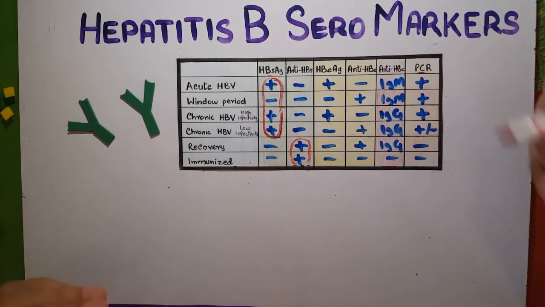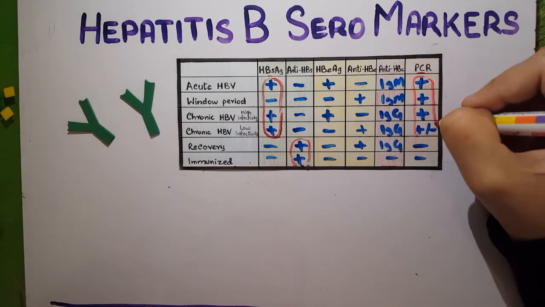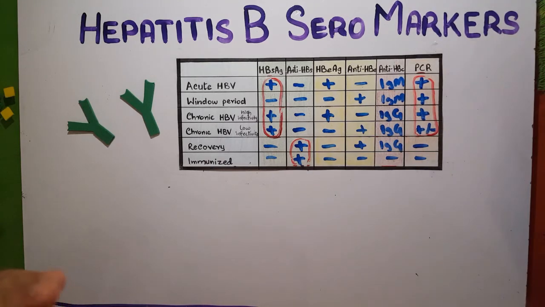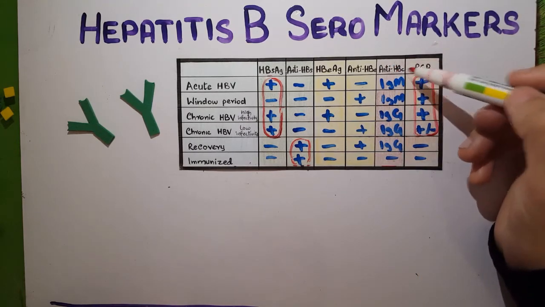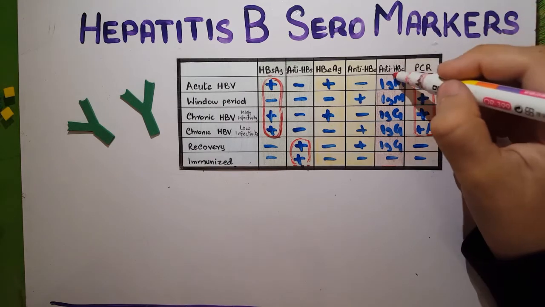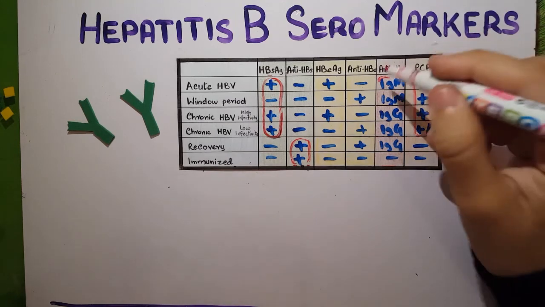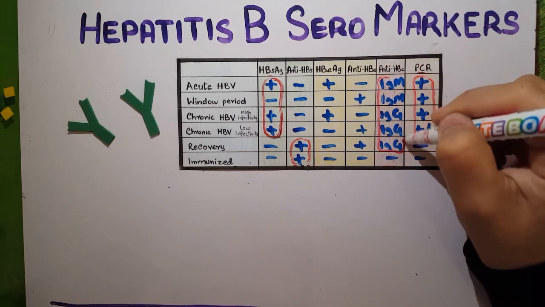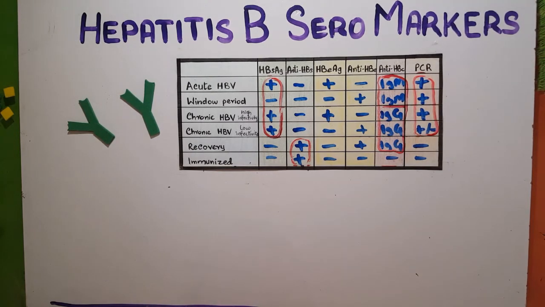Now the PCR is similar to the HBs antigen, and it is always positive in the present infection whenever the DNA is present in our blood. Then regarding the anti-HBc, it is always positive whenever there is present or past viral hepatitis B infection. So it will always be positive, and if it is an acute infection, it will be IgM, and in chronic infection, it will be IgG. And regarding the HBe antigens, they are positive only when the virus is replicating and there is high infectivity.